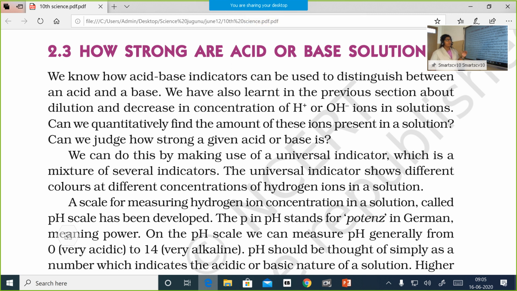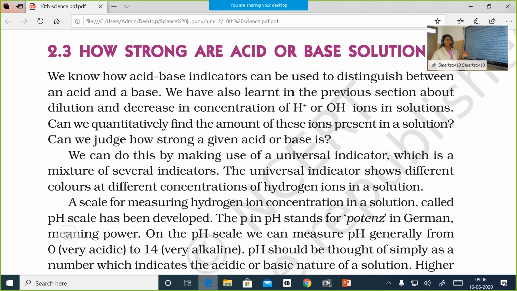Similarly with bases, it's applicable. That is, the strength of bases is determined based on the extent of ionization of bases. Some bases go for complete ionization. They split completely in presence of water. We call them strong bases. Bases which go for a partial ionization, that is, bases which ionize only partially in presence of water, we call them weak bases.